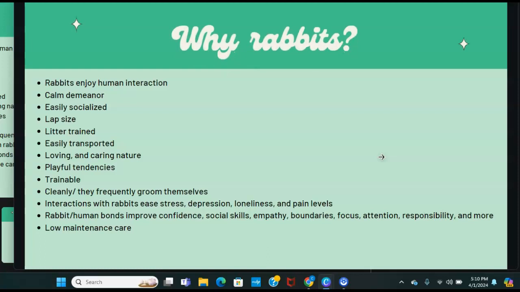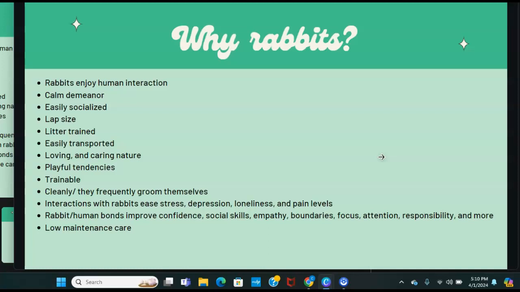Why rabbits? Rabbits are great for animal-assisted interventions for so many reasons, and I've listed all of them for you. Starting off with, rabbits enjoy human interaction, which is super important, that the animals involved actually enjoy and are consenting to the interventions. Calm demeanor, which is great. Easily socialized, which is very important when working with people. They are lap-sized, which is great for many different reasons. They can sit on a client's lap easily, and they can be transported easily.